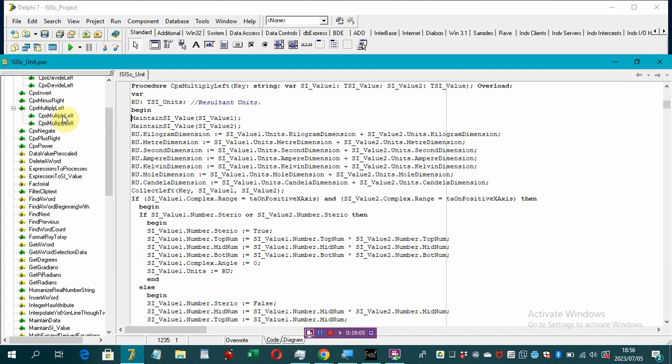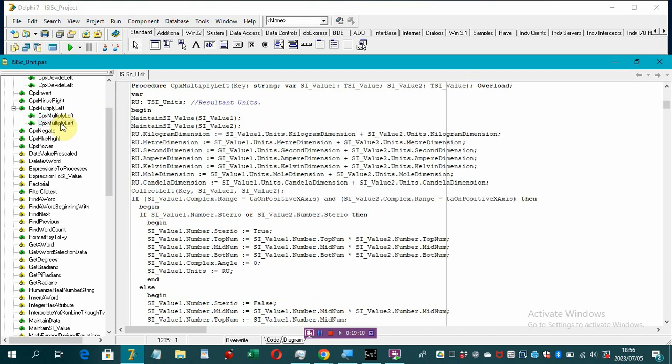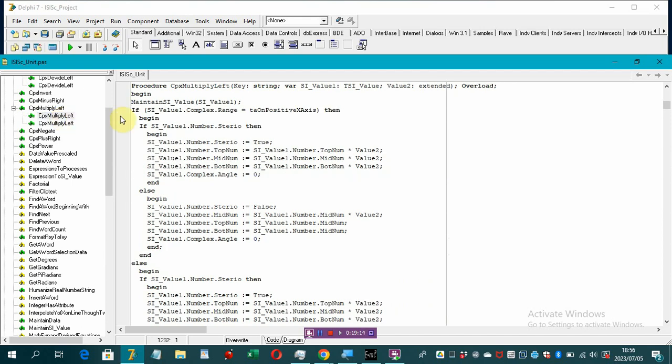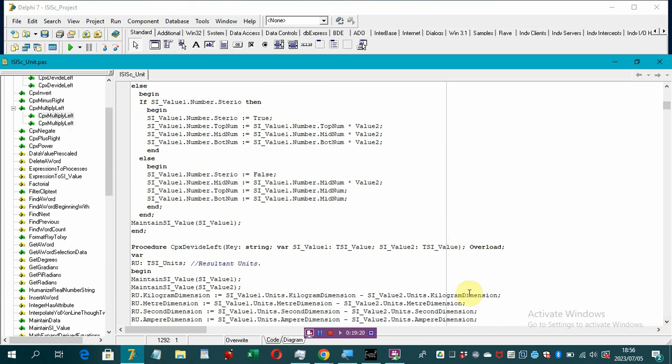Look at the top line. See, there's a small difference. Yeah, so let's go to say that one. And there's a code. Go down. Okay, and there's a second one.